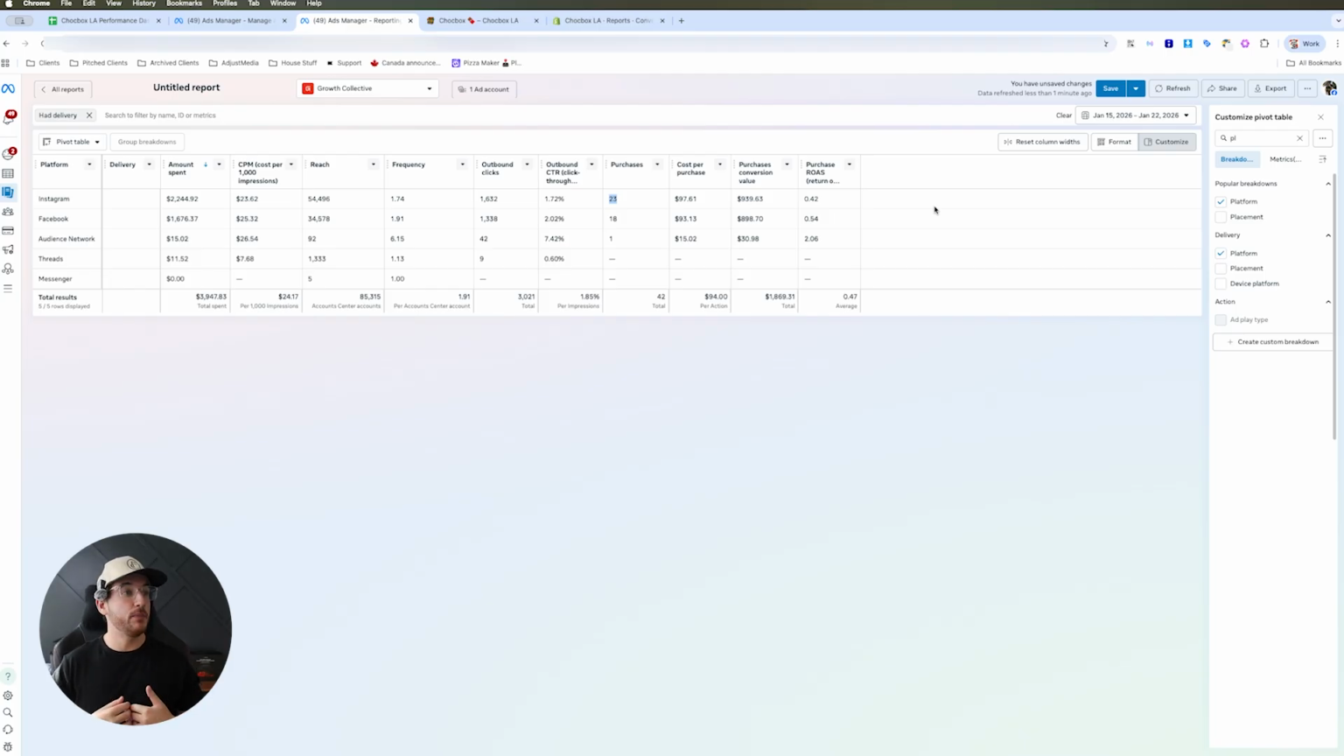Forcing spend into a placement clearly didn't work. It actually just skyrocketed our CPAs over time. And so we cut that and we're going back to all auto placements.